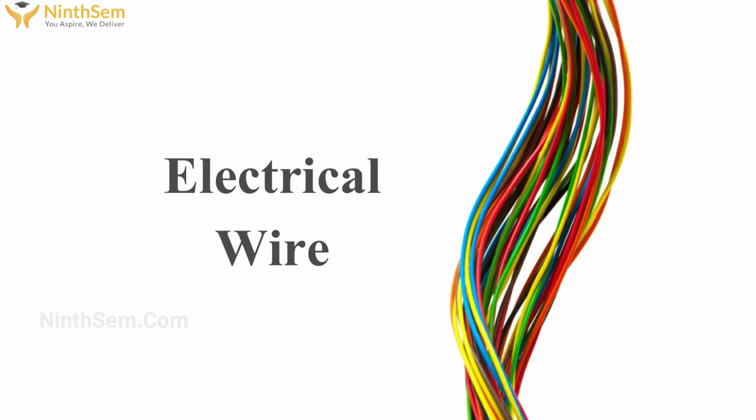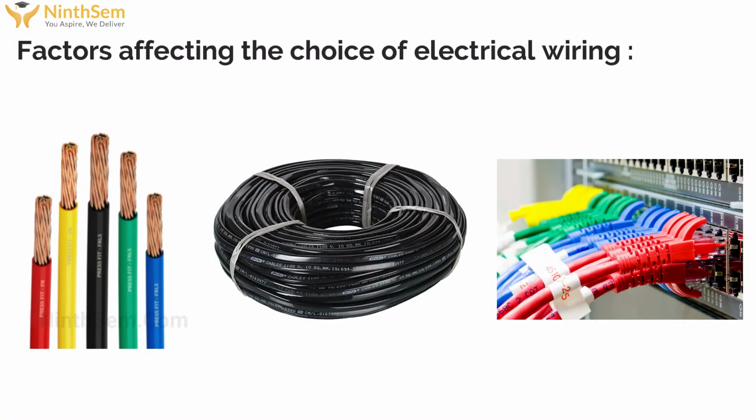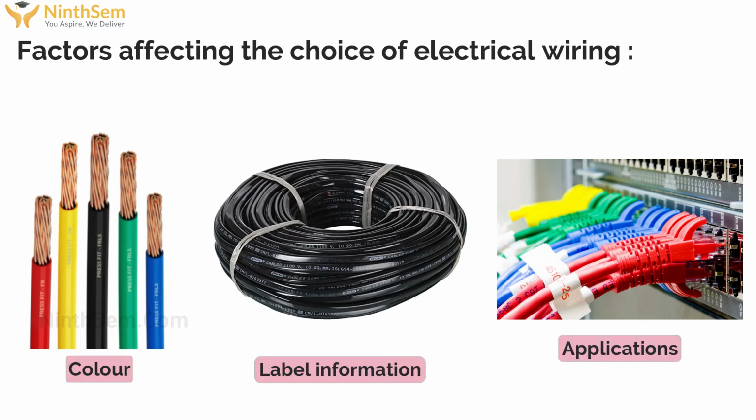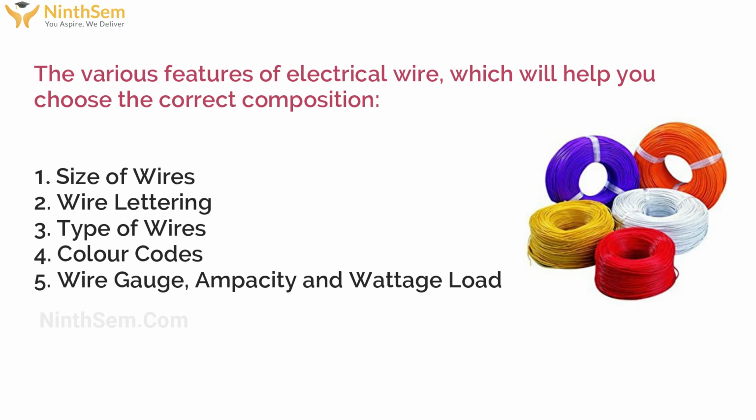In this session, we will be having a complete understanding about the electrical wire. As a designer, for any project, you have the sole responsibility of selecting the correct wire with its right composition. Some factors that will affect your choice of electrical wiring include the color, the label information and applications. The information printed on the wire covering is all that you need to choose the correct wire for your home and industrial application. So the various features of electrical wire which will help you choose the correct composition are the size of wires, wire lettering, type of wires, color codes, the wire gauge, ampacity and the wattage load. Let's get into the detailed explanation of all these terms.